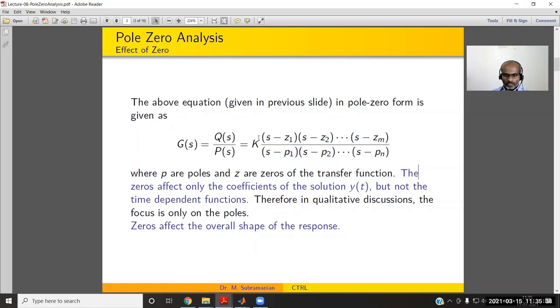Assume you are given the roots of this polynomial. We know the transfer function is of this form, like s minus z, which is in the zeros form, and s minus p's. These are what is called poles. And based on the location of the poles and zeros, we can say about the stability of the system. That is the topic.